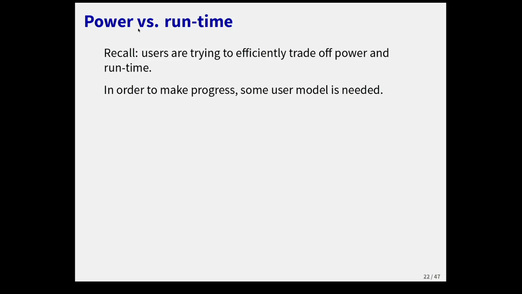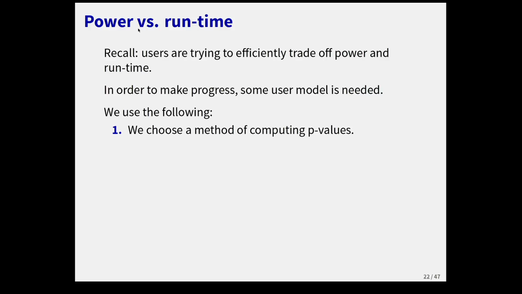So what we want to do is impose some structure on a user model with respect to which we can prove things. And hopefully that user model captures this trade-off in a way that's semi-meaningful. So the axis that we think is most interesting is the one where a user is thinking about when they should end the test.